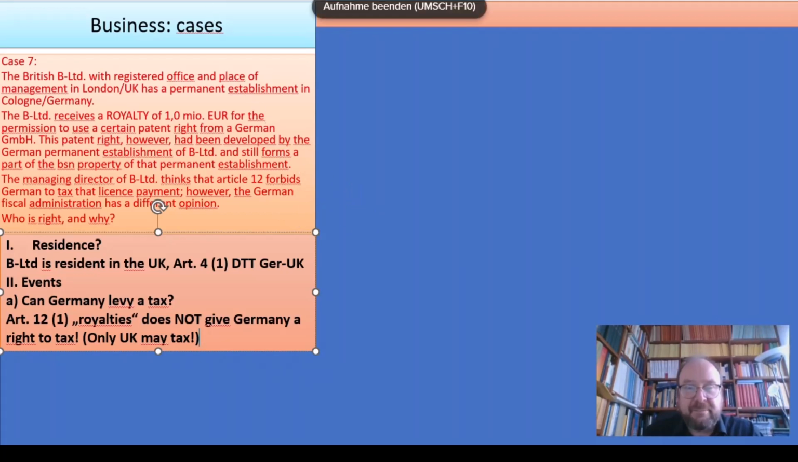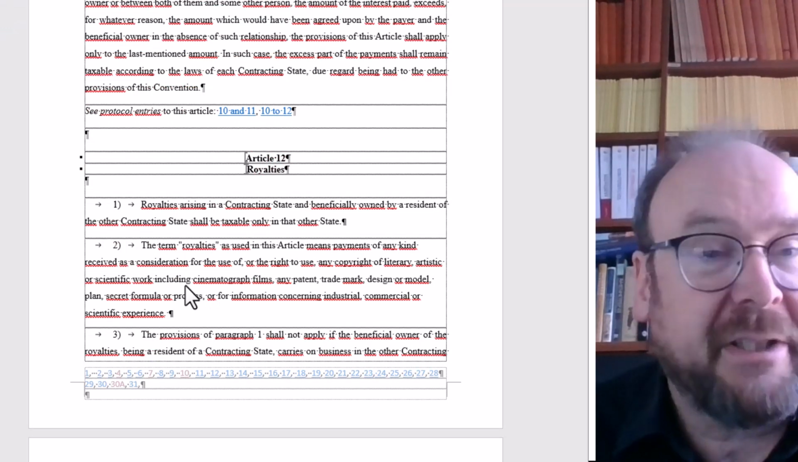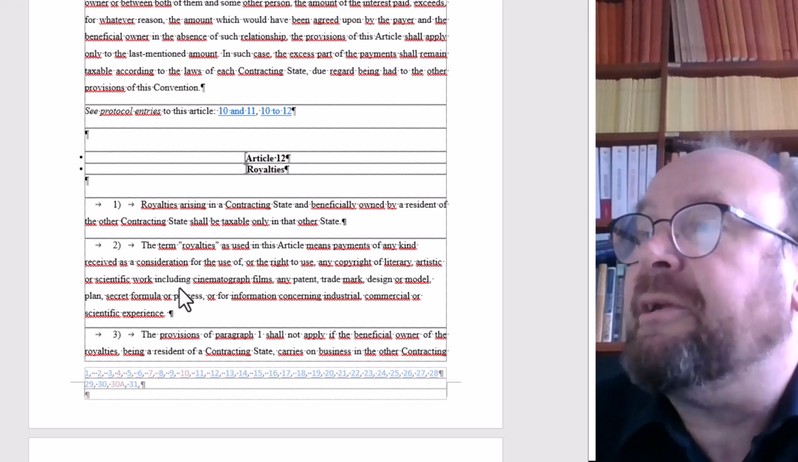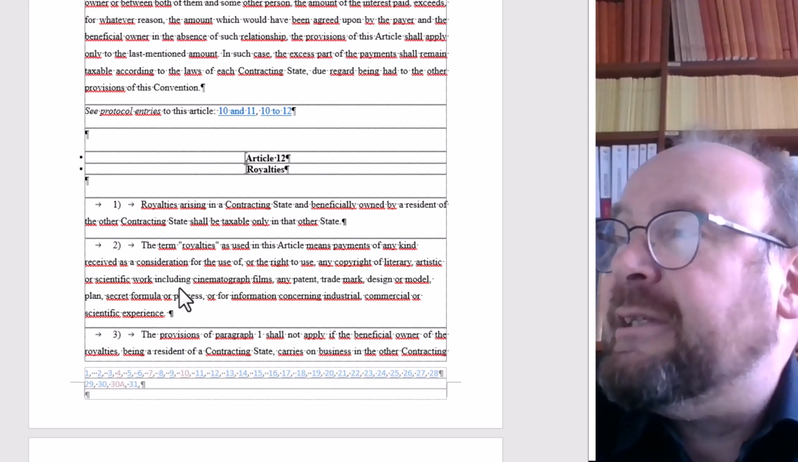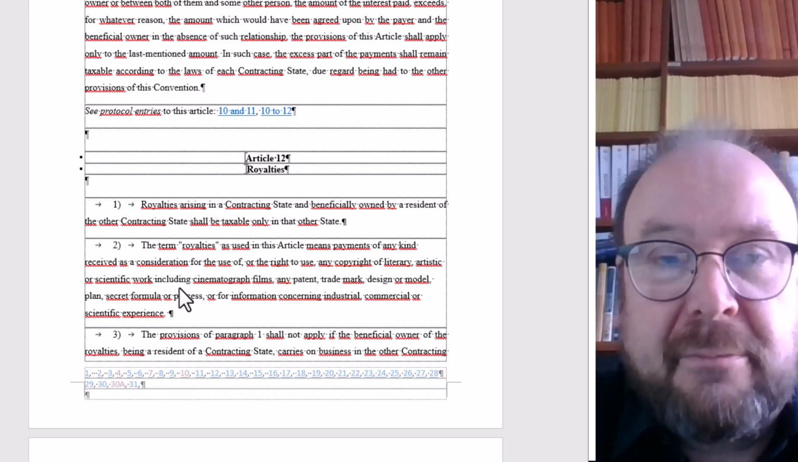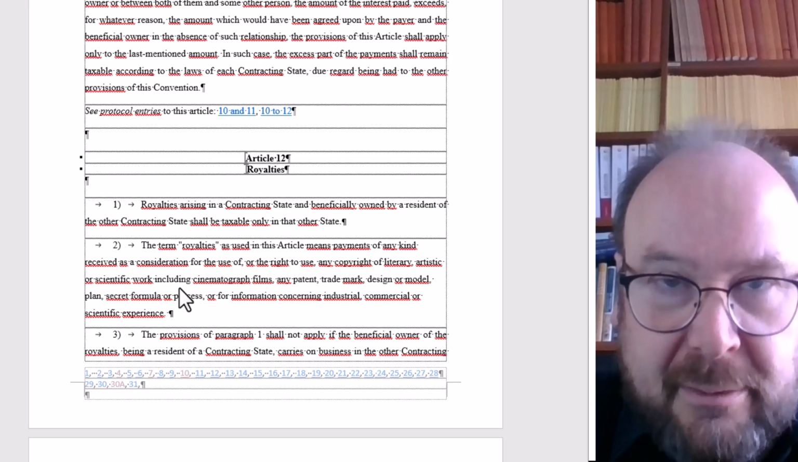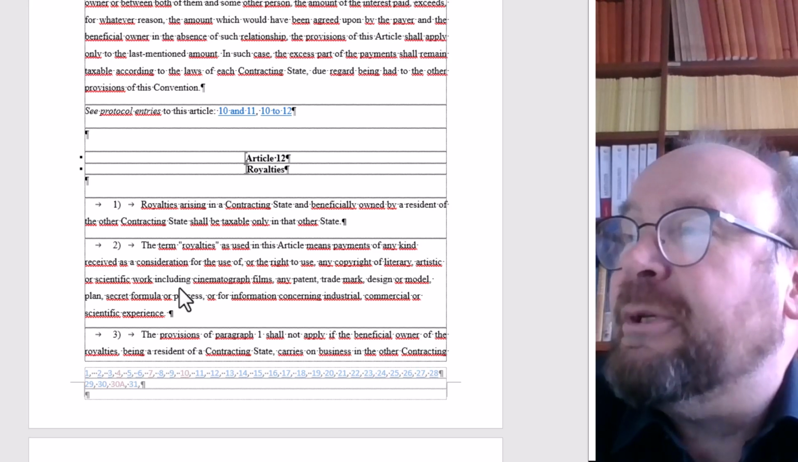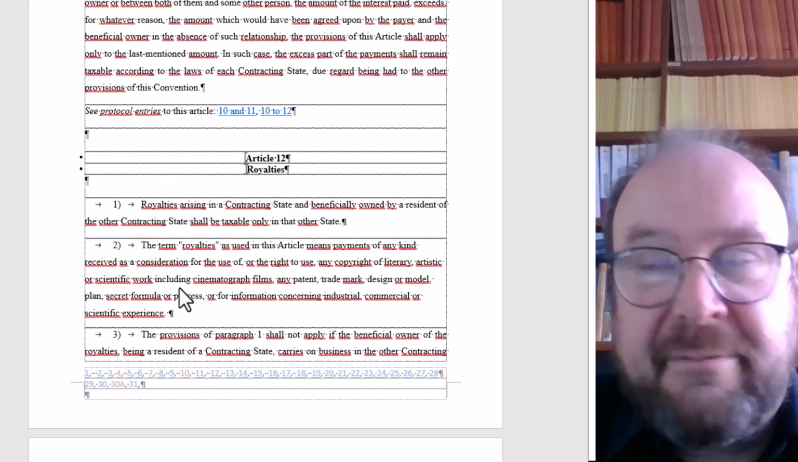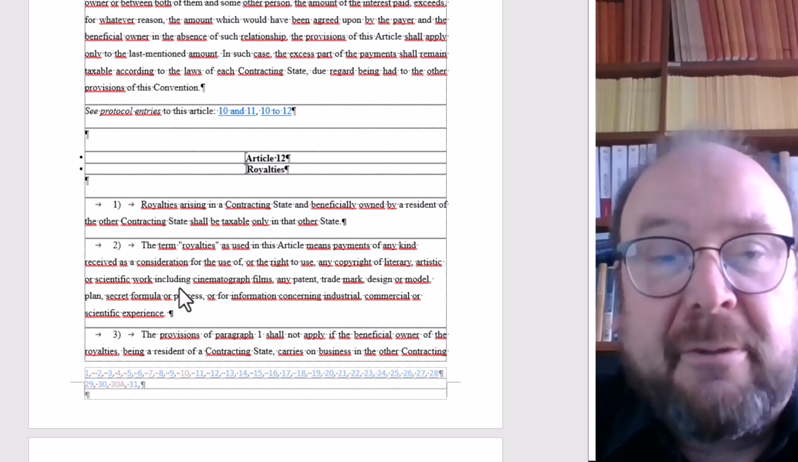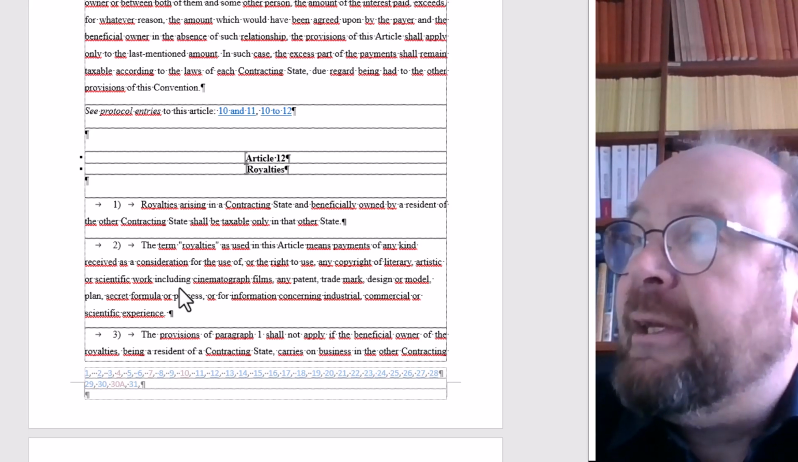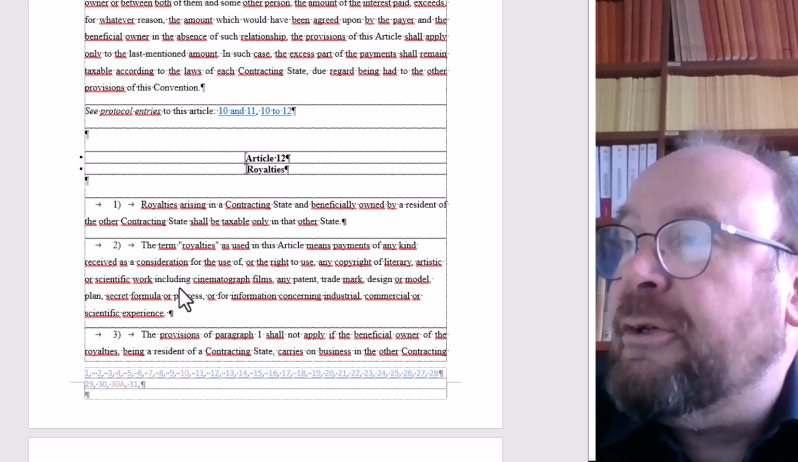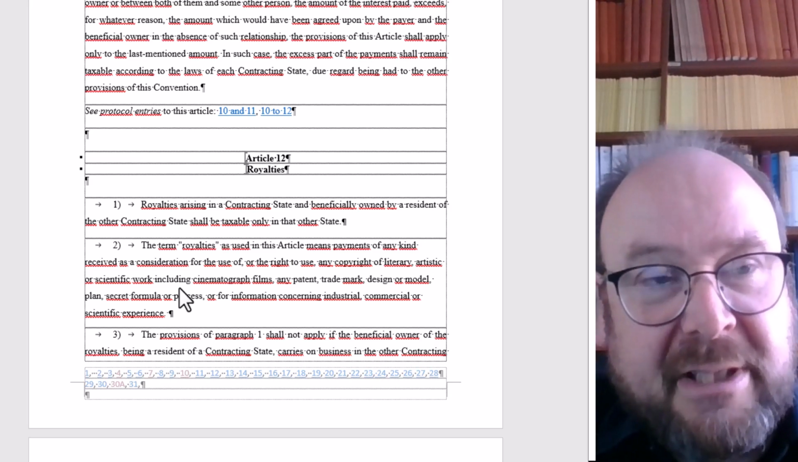So let's check it. And checking is done relatively easily and quickly. Royalties arising in a contracting state and beneficially owned, so economically actually owned, by a resident of the other contracting state shall be taxable only in that other state. Let's fill in the variables. Royalties coming from Germany, a contracting state, and going to a resident of the UK can only be taxed in the UK. So that's clear.